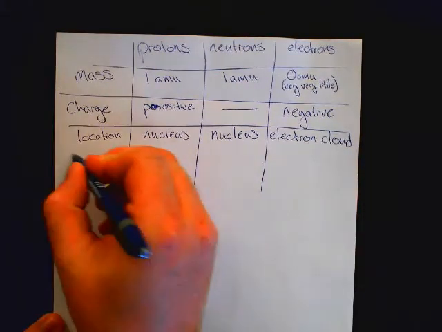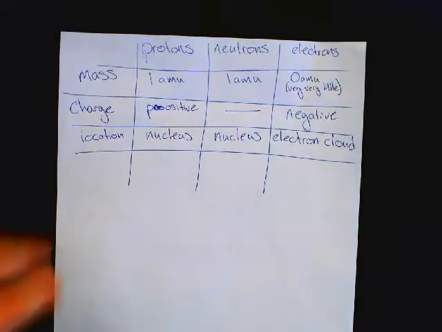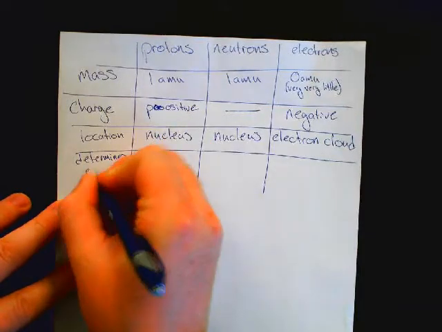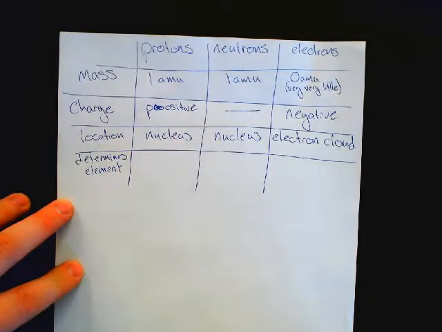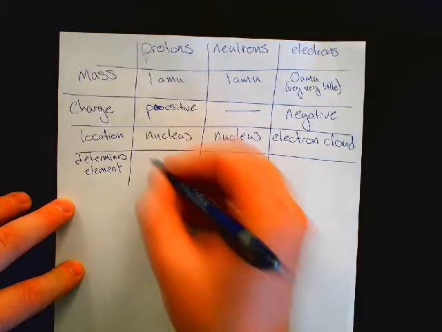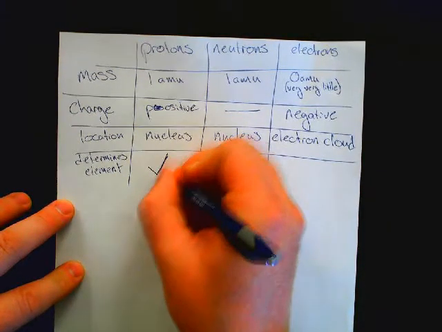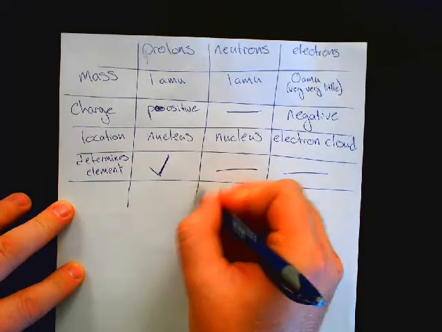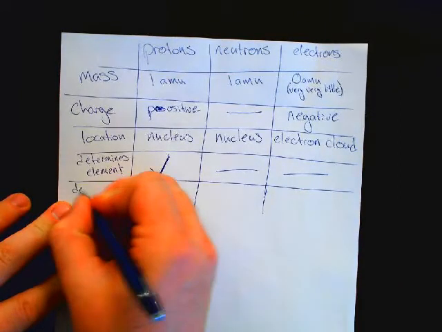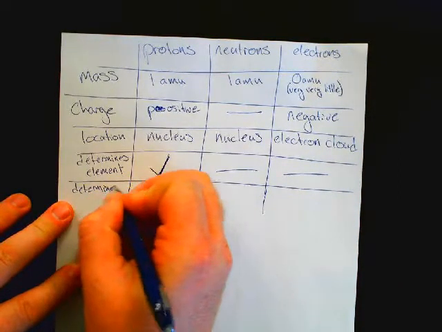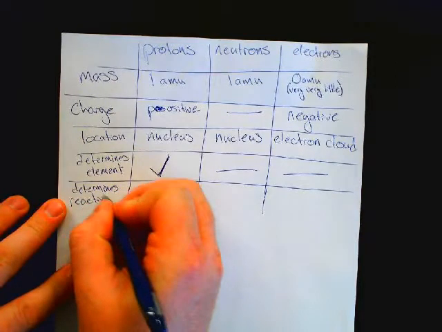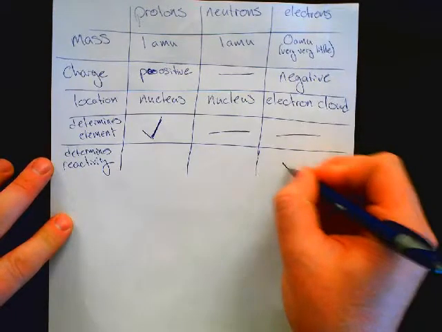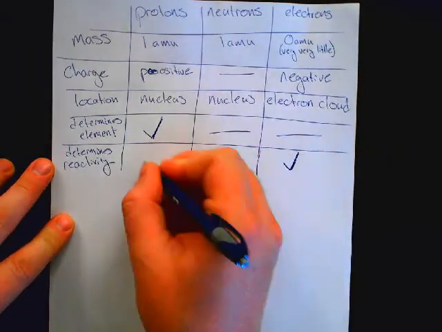All right, next one up. Determines the element. Which one of these determines the element? Proton. Okay, next one up. Determines reactivity. That would be just the electrons. Electrons determine what an element will react with.